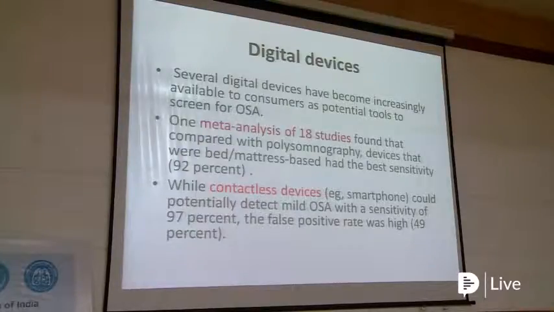There are certain digital devices that have become increasingly available to consumers as a potential tool to screen for OSA. One meta-analysis of 18 studies found that, compared with PSG, the devices that were bed or mattress based had the best sensitivity, but the specificity is a little bit questionable, while contactless devices like smartphones could potentially detect mild OSA with a sensitivity of 97%. Most of the time when you are on rounds, certain patients ask you, I have this much AHI. So there are some smartphone apps of that kind as well.